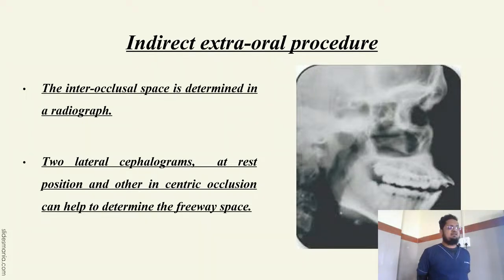And the next procedure is the indirect extraoral procedure. The indirect interocclusal space is determined by using a radiograph. Two lateral cephalograms can be taken, one at rest position and the other in the centric occlusion position, which can help to determine the freeway space.